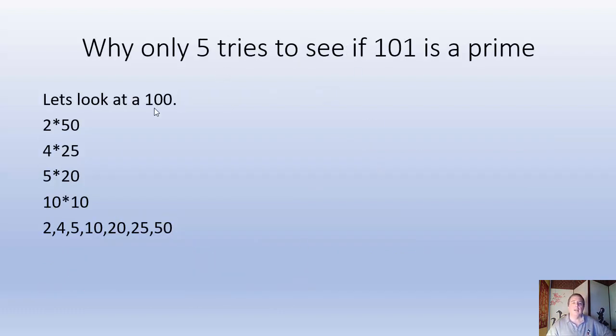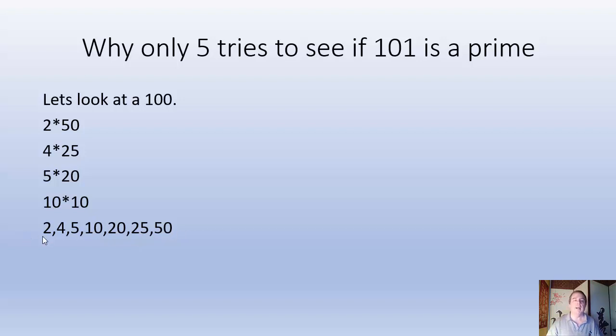Let's look at 100. Now, obviously, 100 is not a prime, but we're going to use 100 to explain why it only takes 5 tries. Okay? So, besides 1, we call 1 a unary. It's not a prime. So, besides 1, let's look at the factors of 100. Well, it's 2 and 50, 4 and 25, 5 and 20, 10 and 10. So, if you wrote them down: 2, 4, 5, 10, 20, 25, 50.